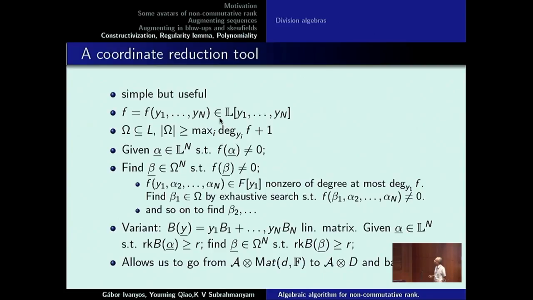So you set that, then fix this beta 1, then fix alpha 3 to alpha n, let this be a variable, and once again recurse. So you can actually find a setting for these variables y1 to yn over my set omega. So this is what we will assume. We will assume in all these cases that my field F is large enough. If my field F is large enough, I can always do this.